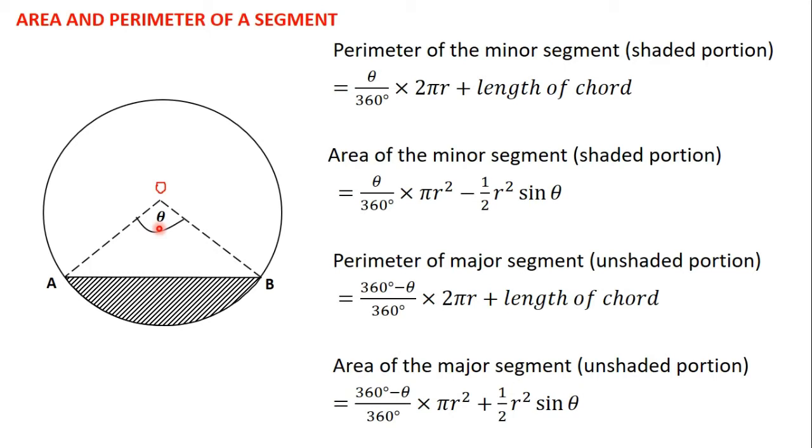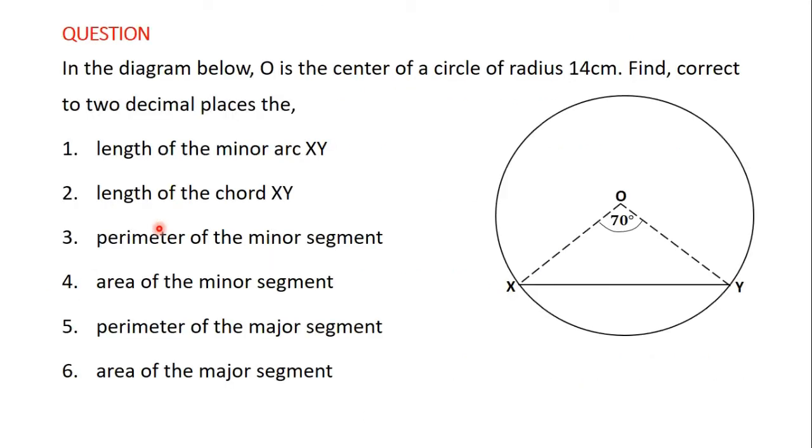Let's use these formulas to solve some questions. In the diagram below, O is the center of the circle of radius 14 centimeters. Find, correct to two decimal places: the length of the minor arc XY, the length of the chord XY, the perimeter of the minor segment, the area of the minor segment, the perimeter of the major segment, and the area of the major segment. We will solve the first part in this video and we will solve the others in the subsequent videos.